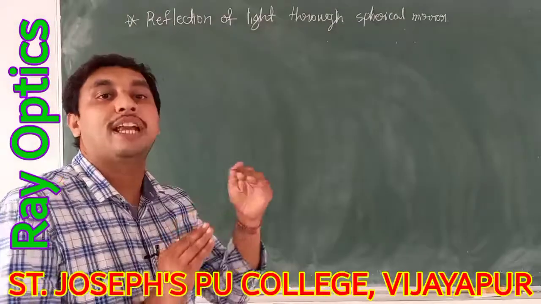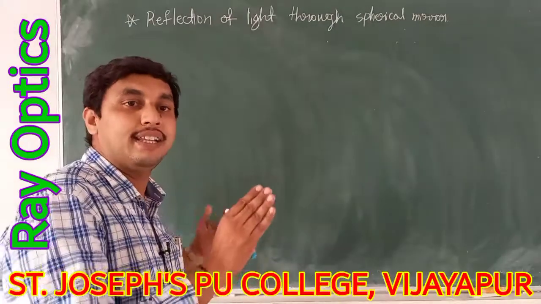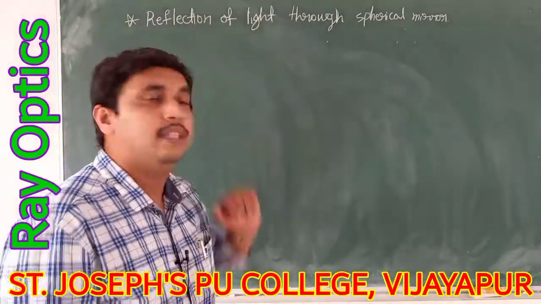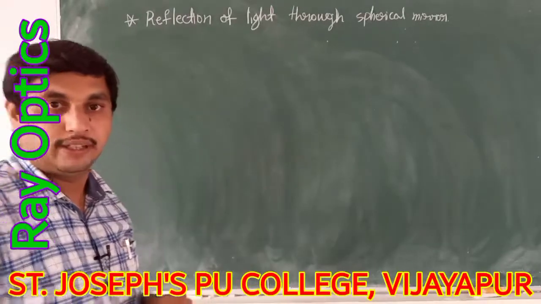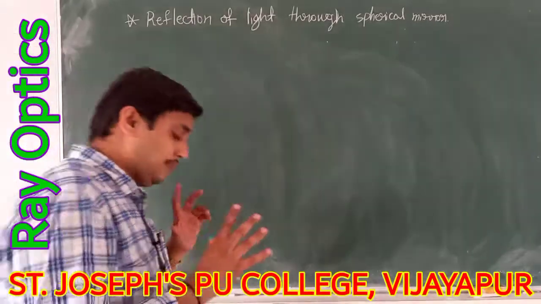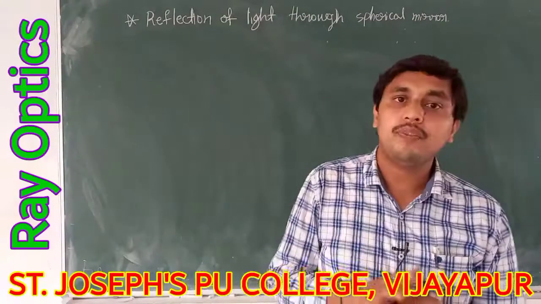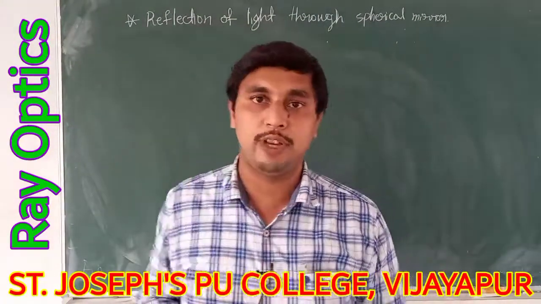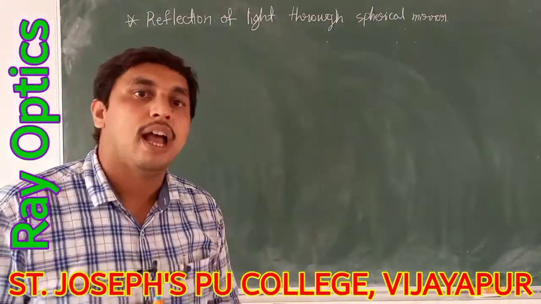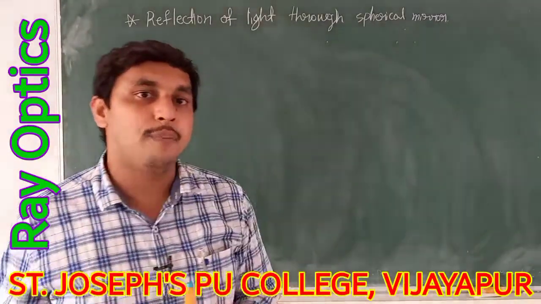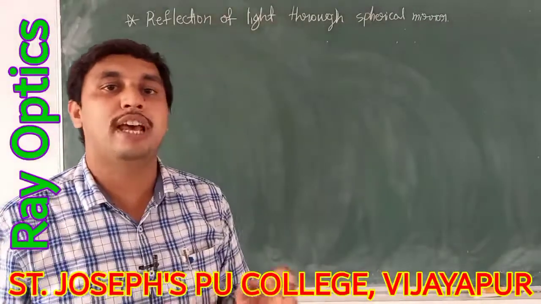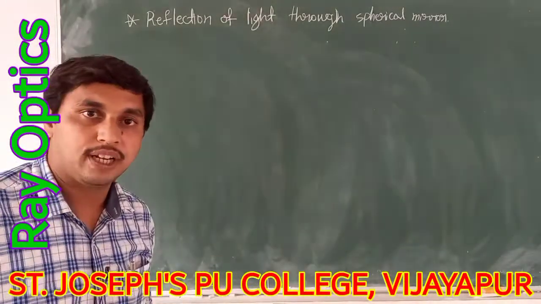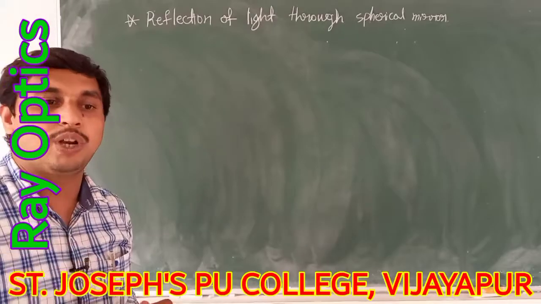How reflection of light takes place when light enters a spherical mirror, either a convex mirror or a concave mirror. Okay. And we have to see some relation between the quantities, particularly focal length and radius of curvature, how they are related, and object distance, image distance and focal length, how they are related. Anyhow, we will call it a mirror equation, right? How this formula will come.